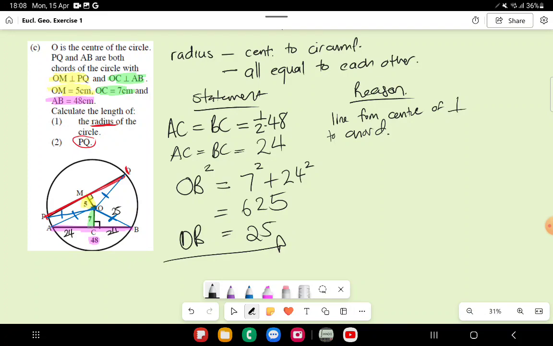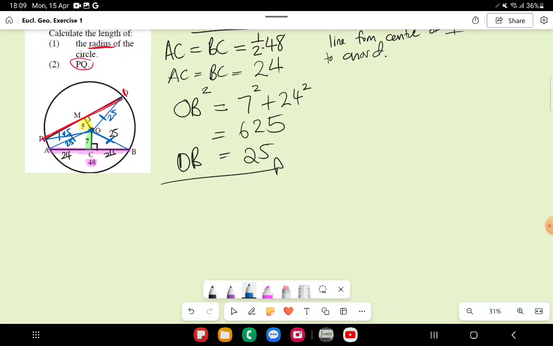Question number 1 says radius, and what is PQ is question number 2. OB is the radius, right? So now if OB is 25, then OQ is 25, and OP is 25, and AO is 25. All of them are 25. What is the length of PQ? So now I'm going to be in my second triangle, right? I'm going to use the red one, and I'm going to make a statement.